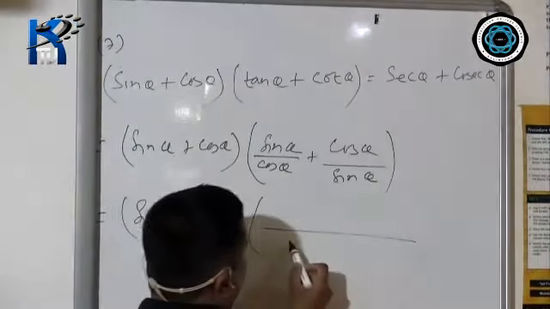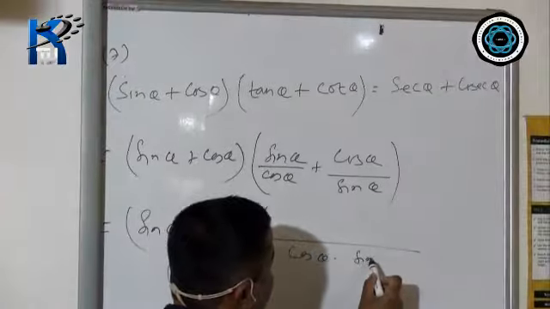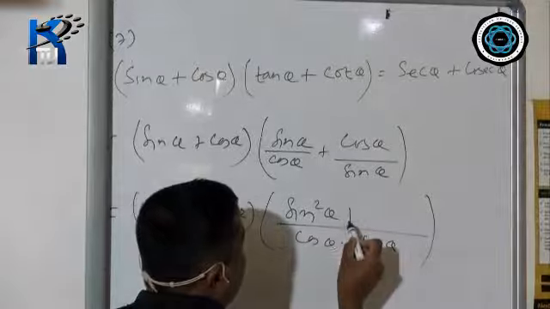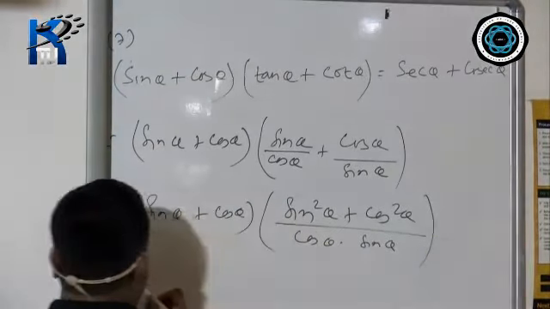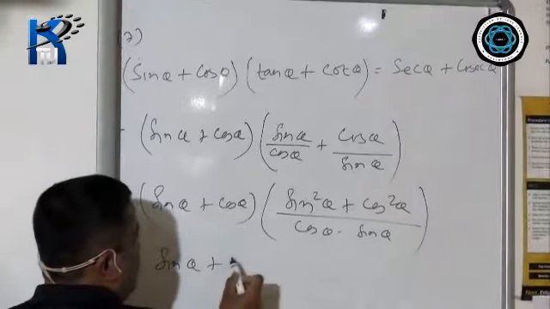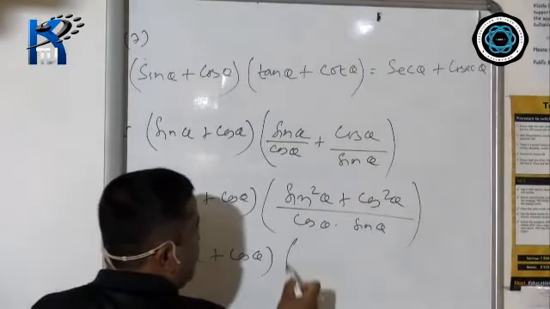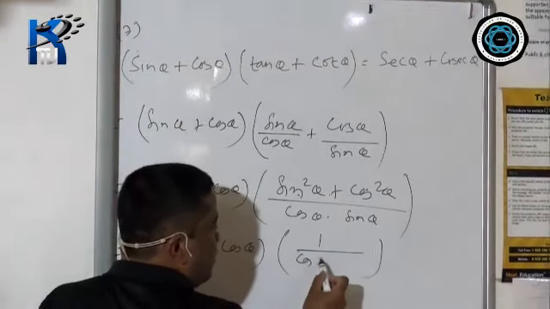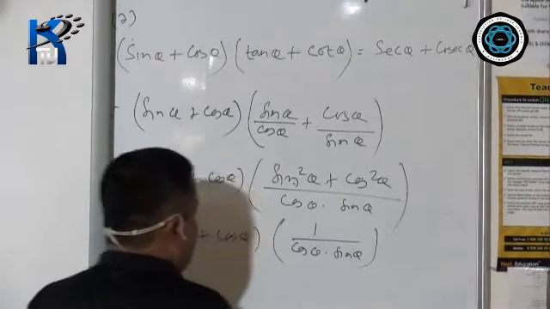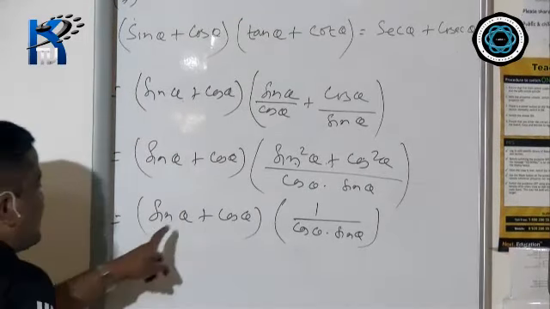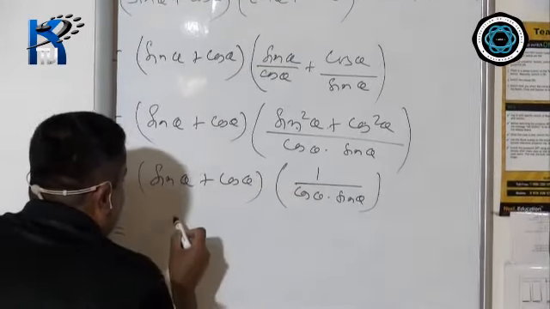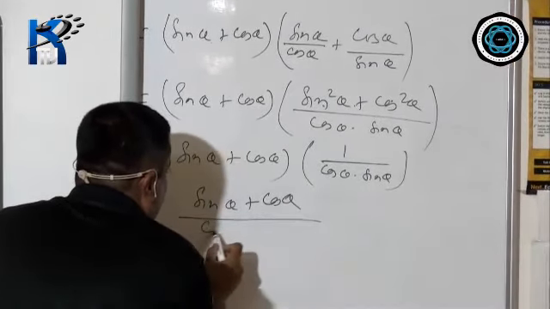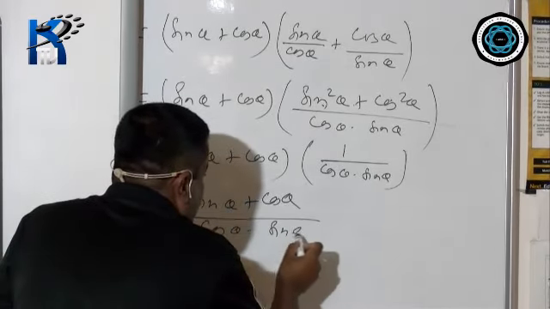Now take out the LCM. LCM means cos theta into sin theta. Now this is sin square theta plus cos square theta, divided by cos theta into sin theta. Now sin square theta plus cos square theta is 1. Now you have to multiply: sin theta plus cos theta ones are sin theta plus cos theta, divided by cos theta into sin theta.